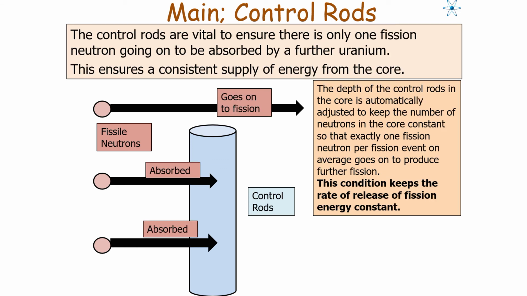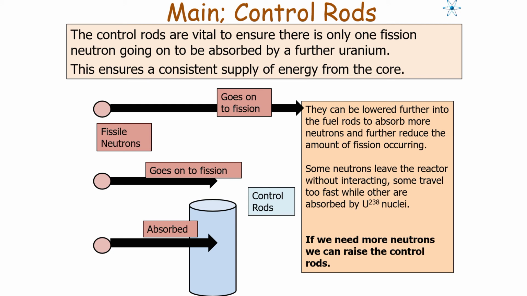Now, the depth of the control rod is automatically adjusted to keep the number of neutrons in the core constant, so that exactly 1 fission neutron per fission event goes on to carry out another fission event. So this condition keeps the rate of fission energy constant in the nuclear power station. Now, if you wanted to, you can lower your control rods further into the fuel rods to absorb more neutrons and reduce the amount of fission occurring. Some of the neutrons could leave the reactor without interacting, and some can travel too fast, and others are absorbed by uranium-235. And if we need more neutrons, we can raise the control rods.